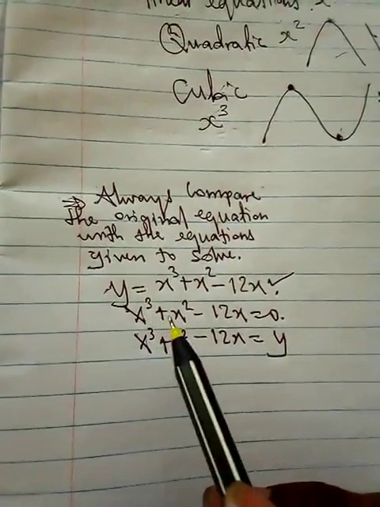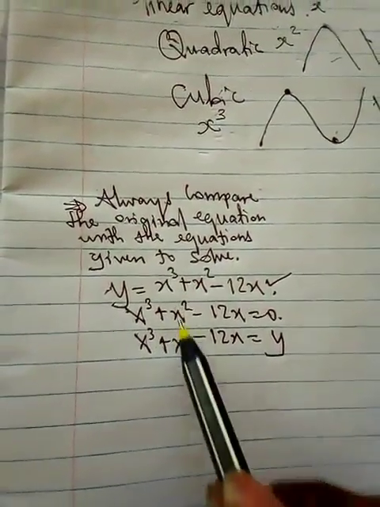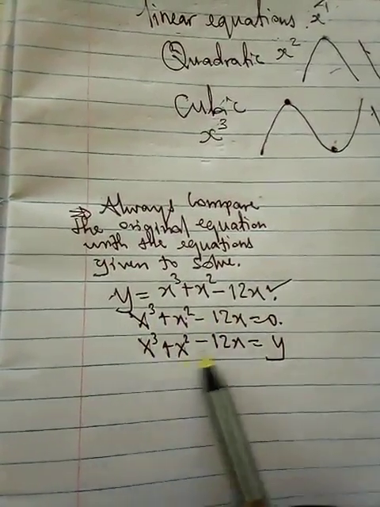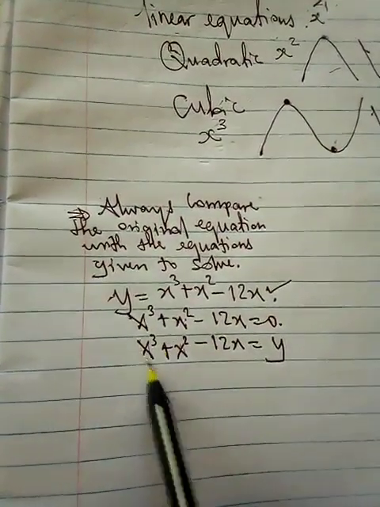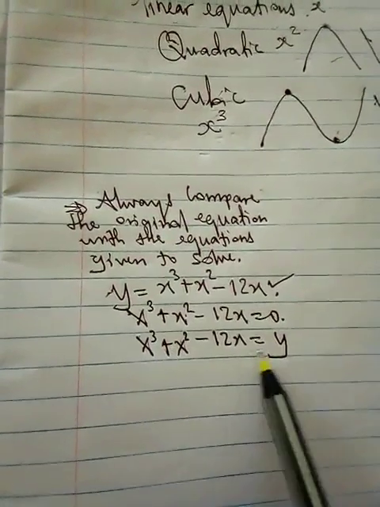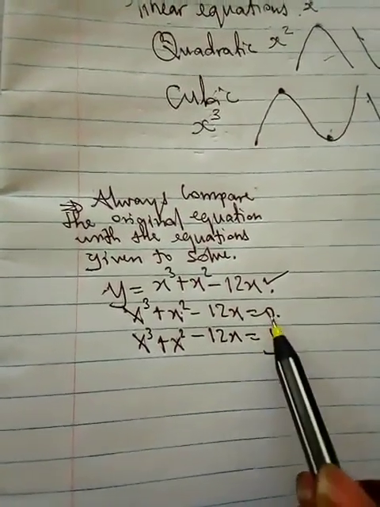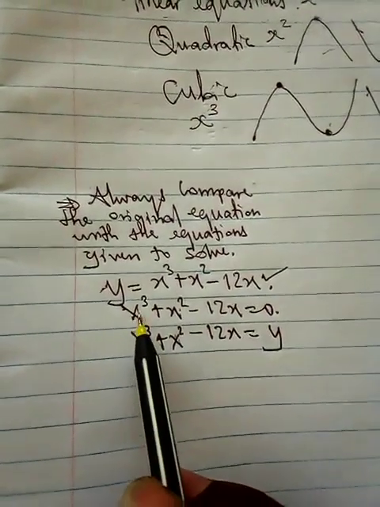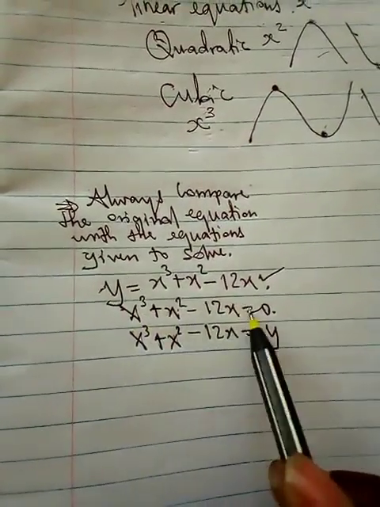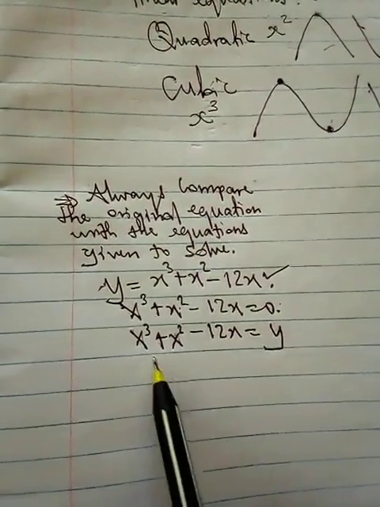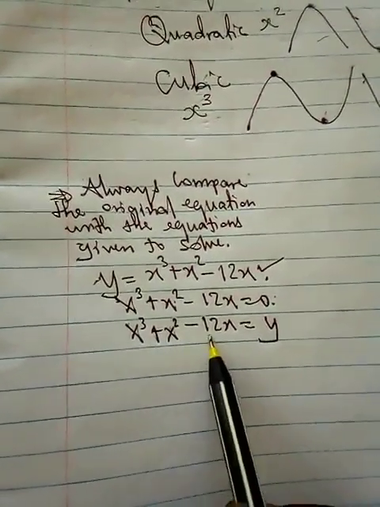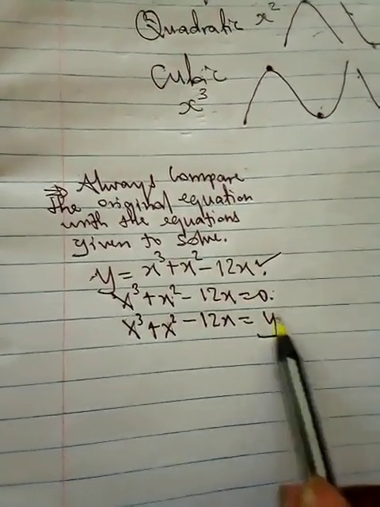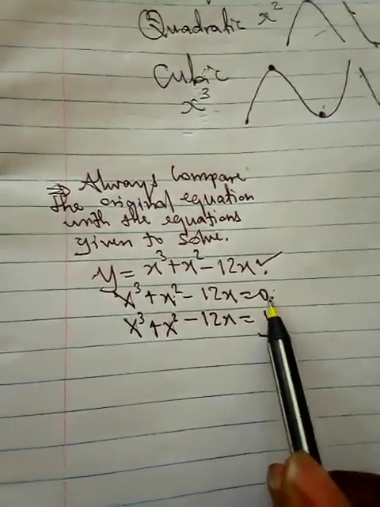So if we compare these two expressions here, you're going to see that the only change that they made to the original equation was that wherever there is y, they had just substituted 0. Look at this. x to the power 3 plus x squared minus 12x is equal to 0. Here, x to the power 3 plus x squared minus 12x is equal to y. Your original equation, wherever there is y, they had just substituted what?